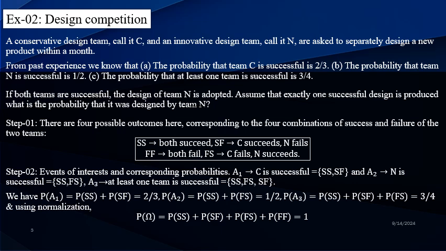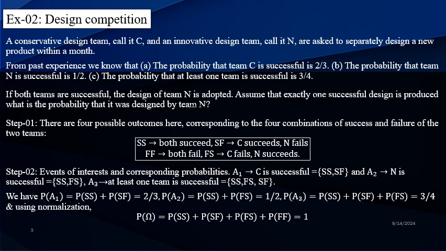In the last class I had mentioned that mutually disjoint means it is within mutually exclusive. So the same thing is coming. The probability of A1 is given to us. That probability is 2 by 3. It means A1 contains SS and SF. So the sum of the probabilities of these two outcomes would be 2 by 3.